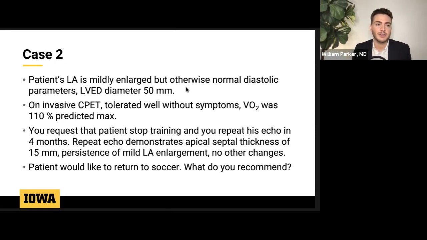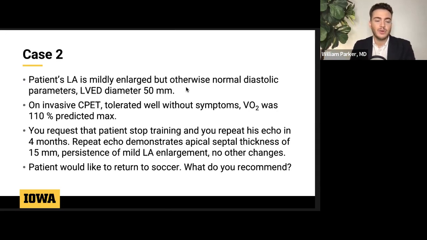So back to this patient, his LA is mildly enlarged, but otherwise normal diastolic parameters, and his LV end-diastolic diameter is adequate, rather, 50 millimeters. Got an invasive CPET on him, and he tolerated it well. He did have a good VO2, 110% predicted max, not quite that most reassuring threshold of 120.